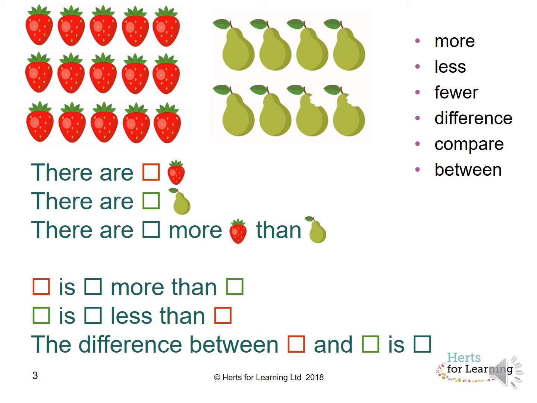I have got 8 pears. 15 strawberries and 8 pears. So there are 7 more strawberries than pears. If we've got 15 and then we've got 8, there are 7 more strawberries than pears.